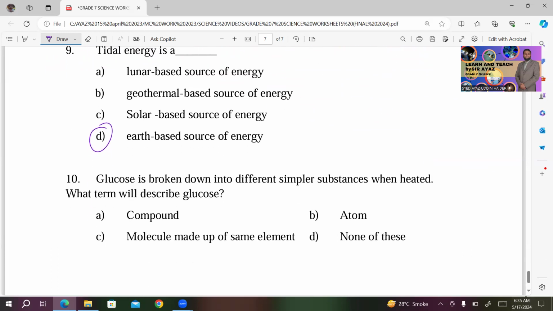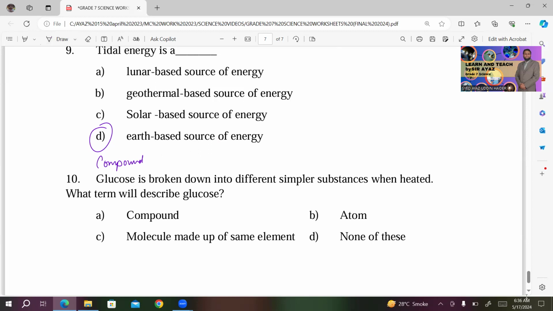Number 10. Glucose is broken down into different simpler substances when heated. What term will describe glucose? Glucose, it must be a compound. The reason is that it is broken down into different simpler substances. We are not talking about the number of simpler substances. They are saying different simpler substances, which means we are getting new substances. So it must be compound. It can't be atom or molecule made up of same element.